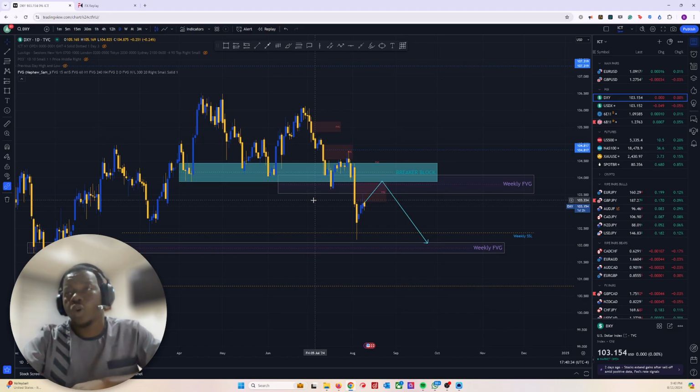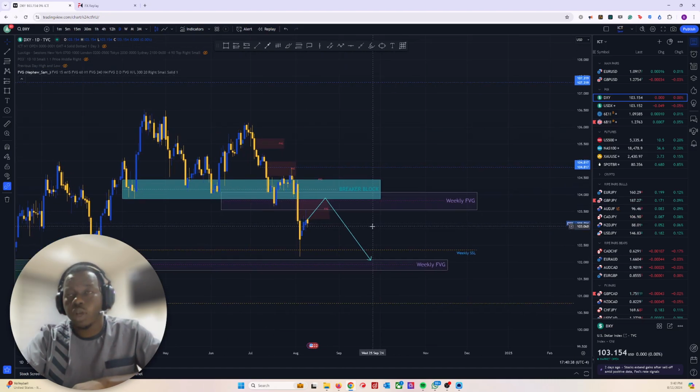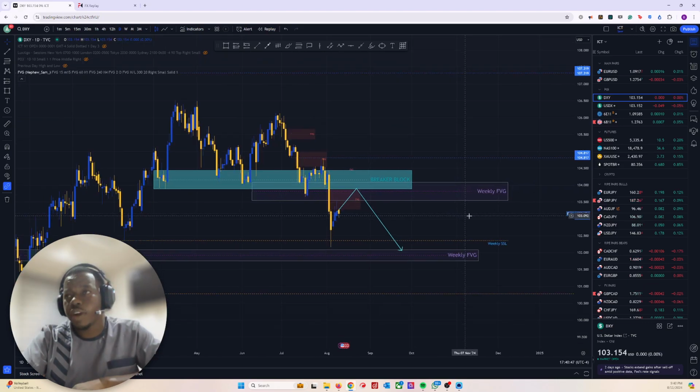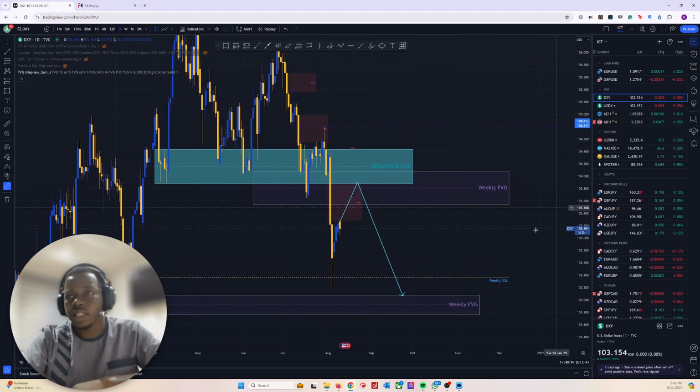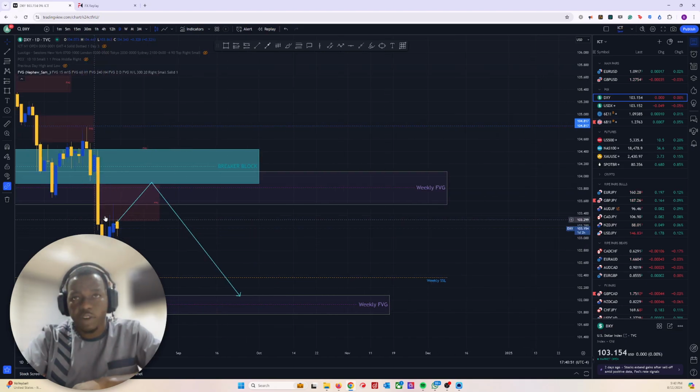So those are things I'll be looking for. Where is price going to run up to? Right from here, the first potential for price to run up to is this fair value gap. Now, if you look very closely, it looks as though price has almost respected that particular fair value gap.